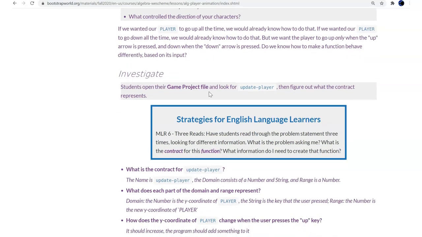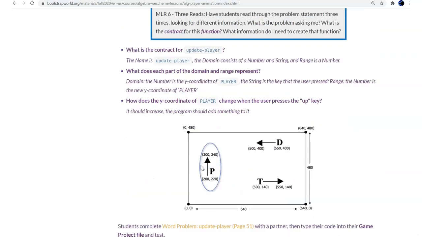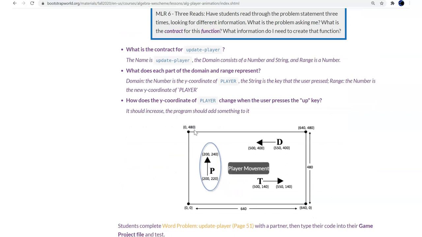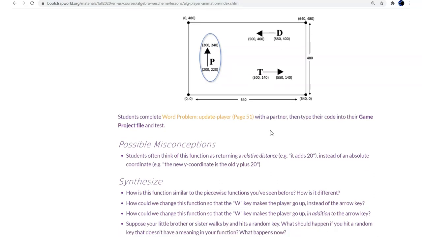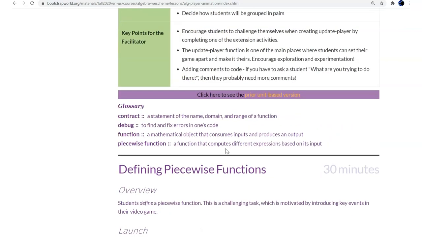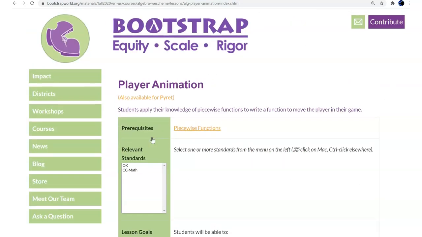So that's what you did. And in update player, we can make the player move up and down depending on up and down keys being pressed, and we played with some other keys that we could use. So remember that, and if you need to go back and work on your game some, you can right now.